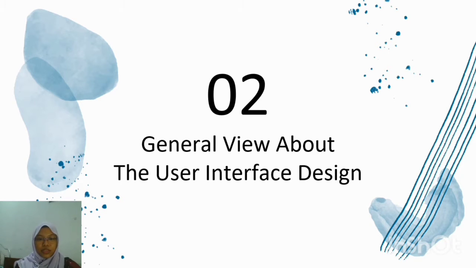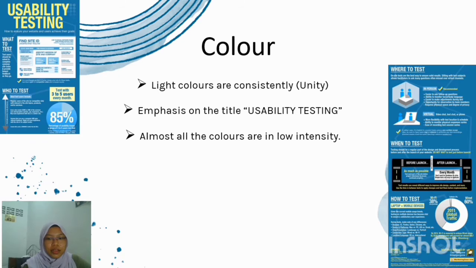Next, number two, general view about the user interface design. Okay, colors. First, light colors are consistently used to create unity. Number two, the infographic also uses emphasis on the title usability testing, where the designer uses a bigger and brighter font on the title. This is because viewers tend to be more attracted to brighter colors.